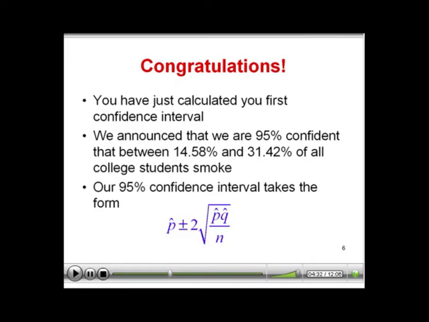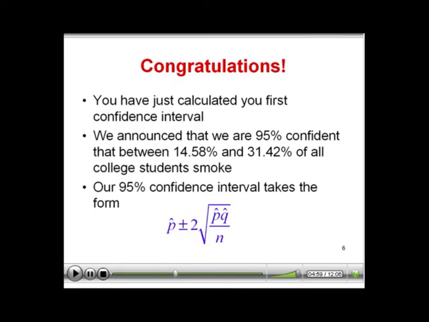In this case, the range was from 14.58% to 31.42%. And there is also a statement of how sure we are that our proportion is in that range. In this case, 95% sure. This 95% is called the confidence level.